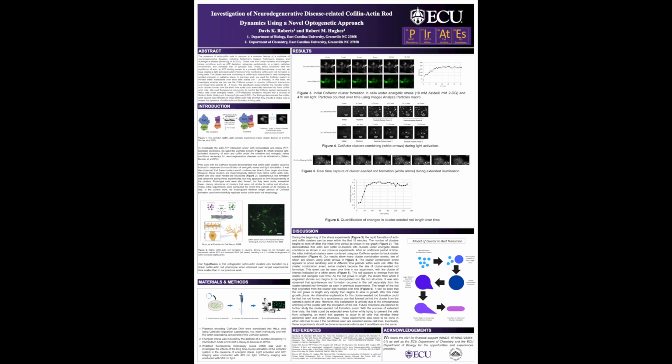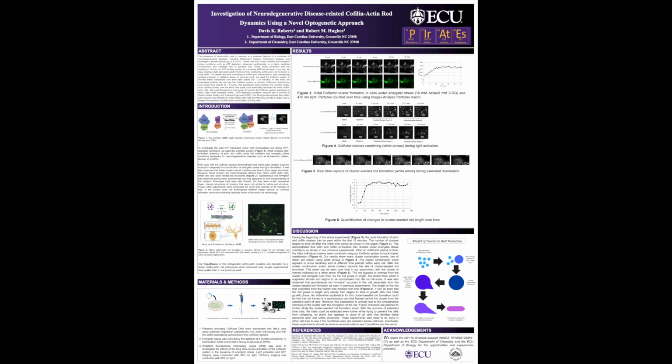The most significant finding of this experiment is shown in Figure 5. Here, it is shown that clusters can become the site of a cluster-seeded rod formation event. This cluster-seeded rod appears to emerge from the cluster and elongate over time. As the rod grows in length, the cluster from which it originated shrinks and begins to be incorporated into the rod structure. Spontaneous rod formation, as seen in previous experiments, also occurred within this cell, indicating that both the cluster-seeded rod formation and spontaneous rod formation events can occur within one cell at the same time.